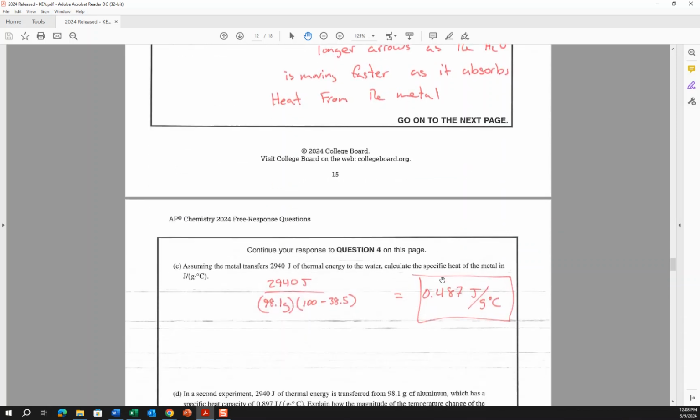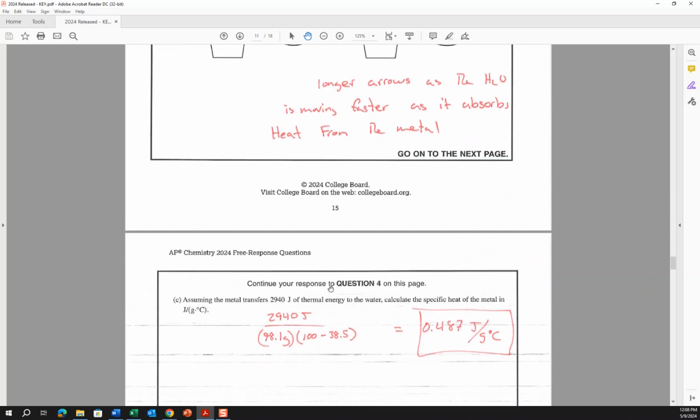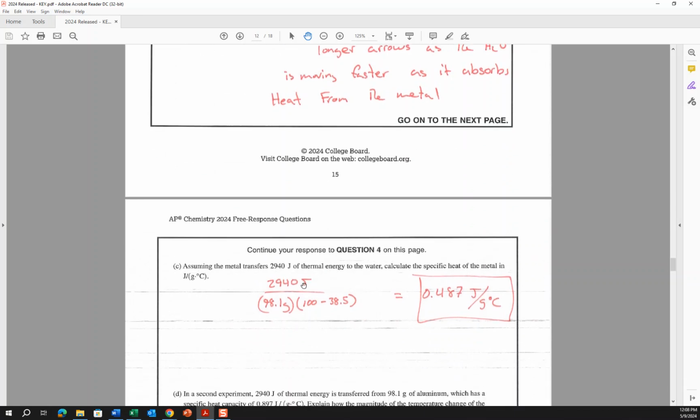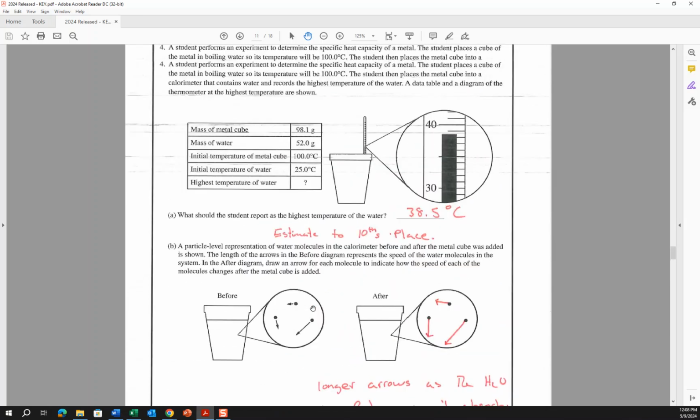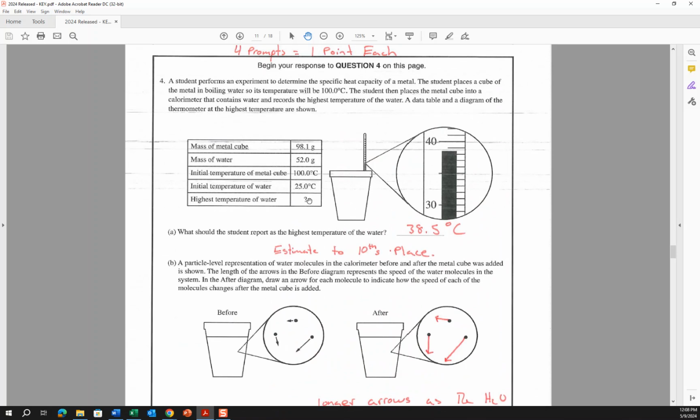So here it was just use the information to calculate the heat capacity for the metal. So Q equals mcΔT, but we're solving for c. So c equals Q over mΔT. So Q is 2940. Our mass of the metal was 98.1 grams. And the temperature change for the metal was 100 minus 38.5. Now that's the absolute value.